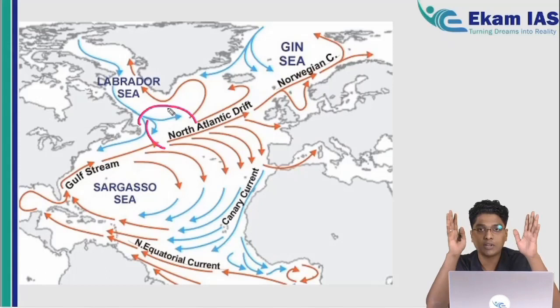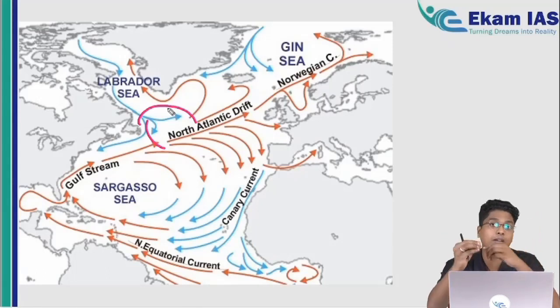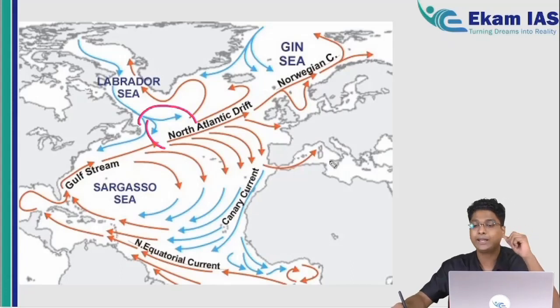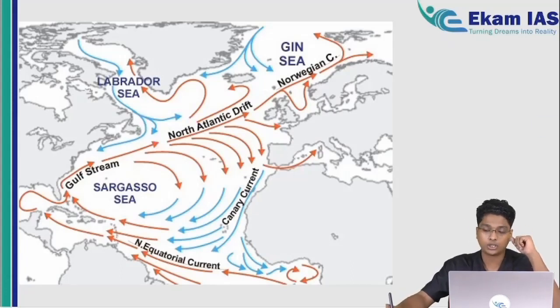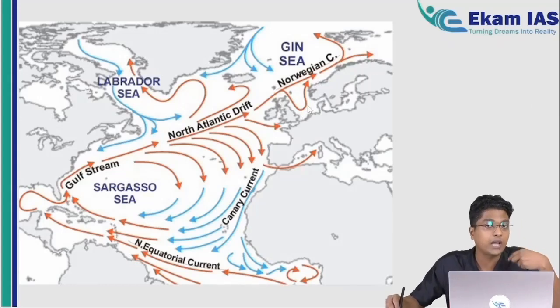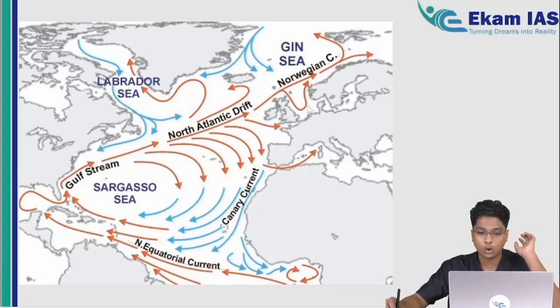But this phenomenon is very good for marine fish resources. This region has a high marine fish resource because the nutrient supply is rejuvenated in this area because of the meeting of the cold ocean current and the warm ocean current. In fact, most of the major fishing grounds are in those places where the warm current meets the cold ocean current.